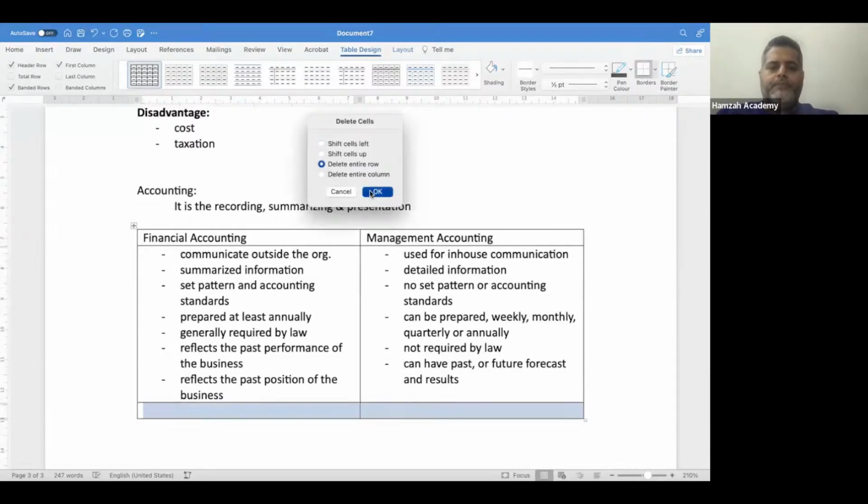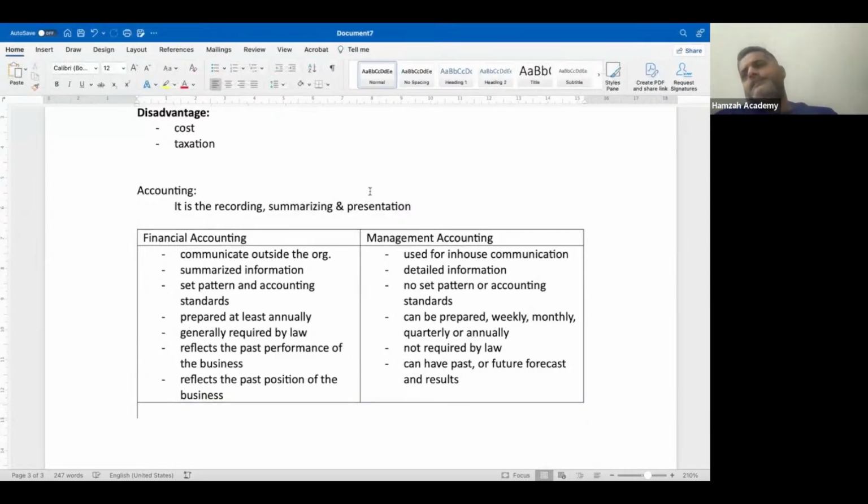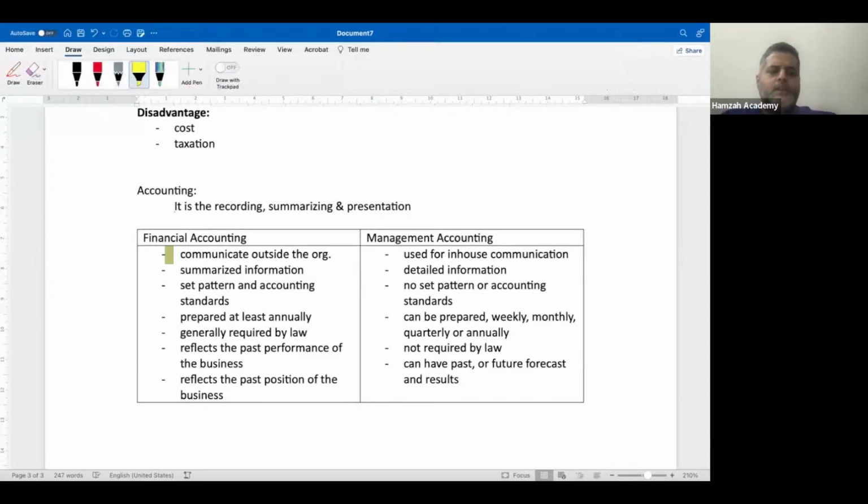Okay. Now, the FA paper is financial accounting. So our primary focus is going to be on this area, right? In financial accounting, this is what we use to communicate outside the organization in a summarized form with a set pattern and accounting standards, right?